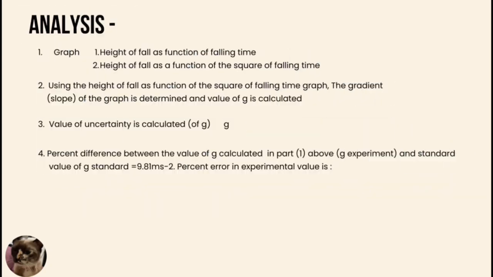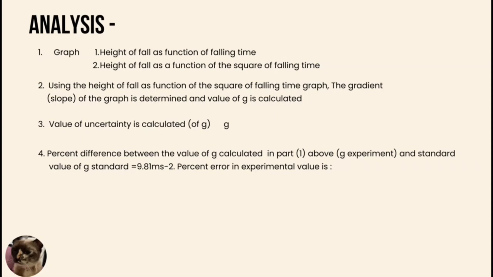For the analysis, the first one is graph. We can plot the graph which is height of fall as a function of falling time. And the second one is height of fall as a function of the square of falling time. Using the height of fall as a function of the square of falling time graph, the gradient or slope of the graph can be determined and the value of g is calculated. The third one is the uncertainty of g is calculated.